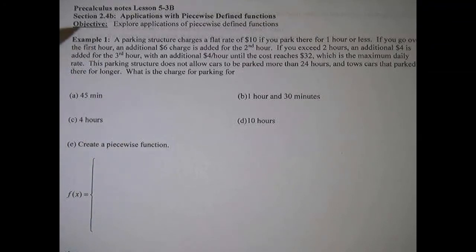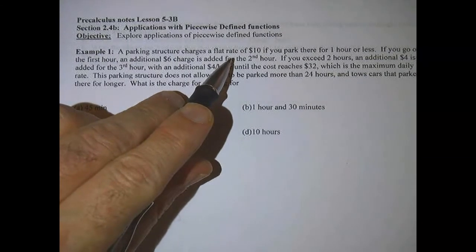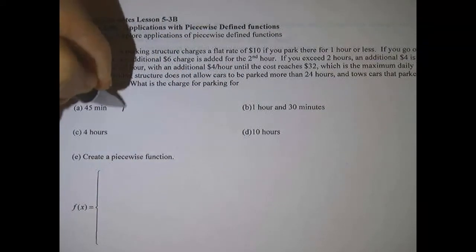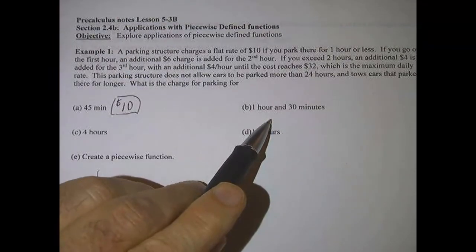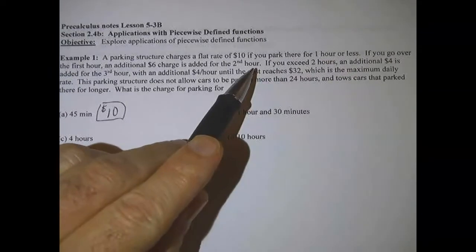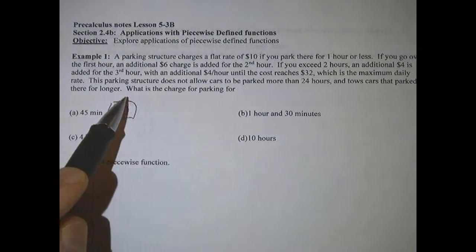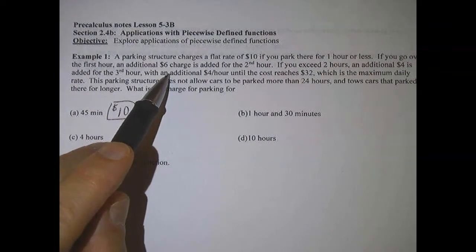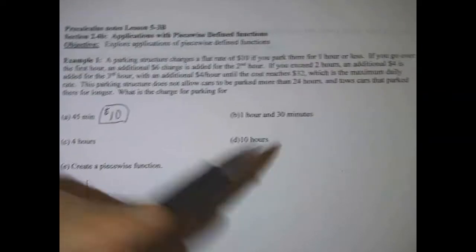First of all, if you stay for 45 minutes, that's still part of the first hour, so you're just going to get the $10 charge. If you stay for more than an hour, an hour or less is $10. If you go over the first hour, an additional $6, and as long as you don't get over 2 hours, you're just going to get that 6. So this will be the 10 plus the 6, that's $16.